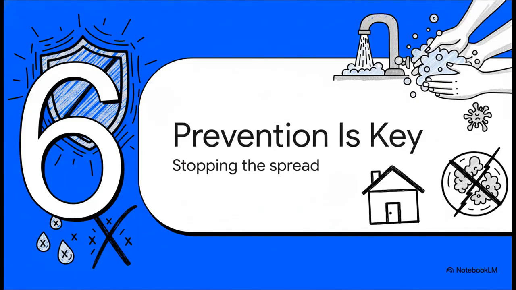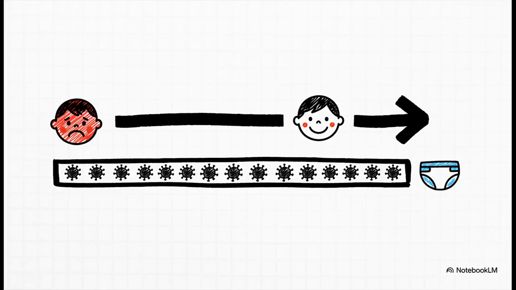Okay, let's finish up on a positive, proactive note. How do we stop this thing? How can we prevent it from coming into the house in the first place, or at least keep it from taking down the whole family? Okay, here's a wild and really important fact. The virus can actually hang out in a kid's poop for weeks after they seem totally fine. This is huge. It means you have to be super careful with hygiene, especially with diaper changes, long after all the other symptoms are gone.